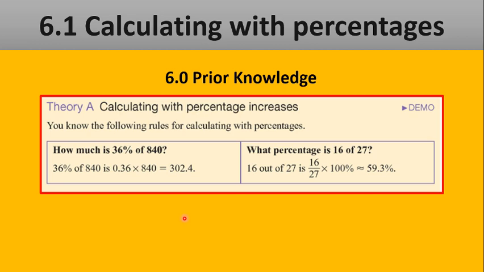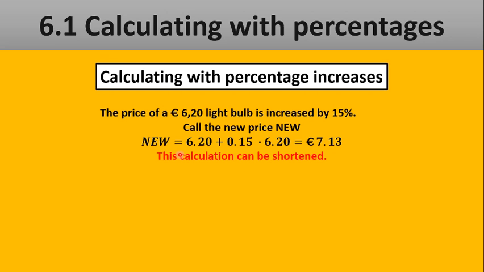The theory starts with talking about some information which is already common knowledge to you all. If you still have trouble with this, take a look at my video about the prior knowledge, because it goes more in depth about this kind of calculations that are shown right here. So how can you calculate, for example, 36% of 840, or how can you calculate the percentage of a certain amount. However, I'm going to start with calculating percentage increases and how we can do that in a faster way than what we're used to right now.